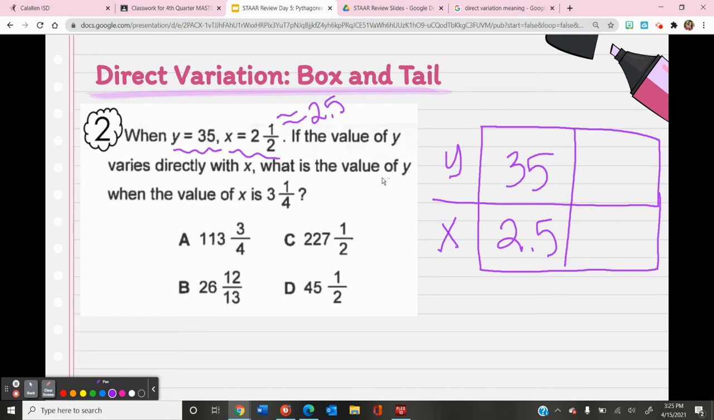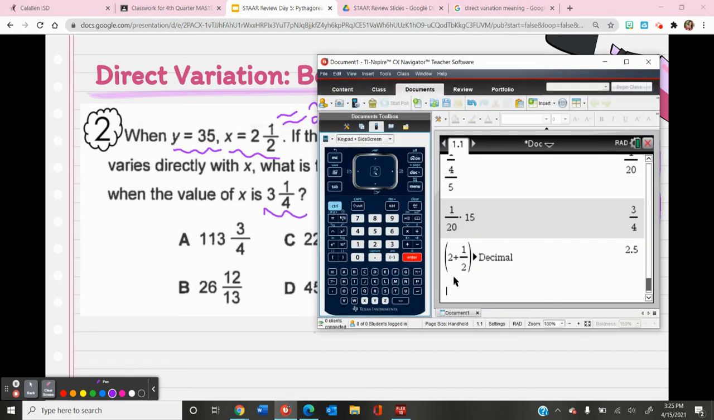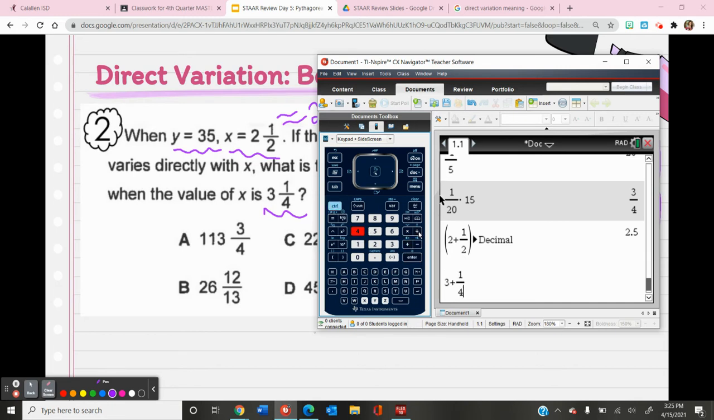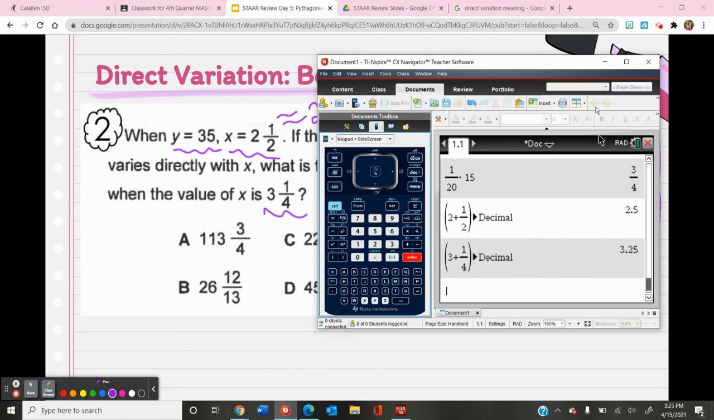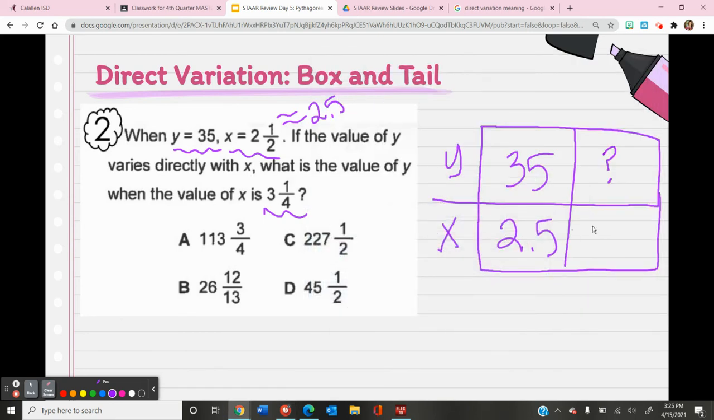And here it says we want to know what the value of y is, so this is what we're looking for when x is 3 1/4. Okay, again, we have to convert this to a decimal. So we're going to press 3 plus control divide, 1 on top, 4 on the bottom, and then press menu 2 1. And here we get 3.25. So the value of x is 3.25.